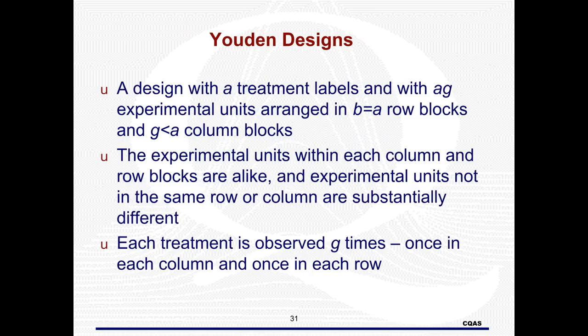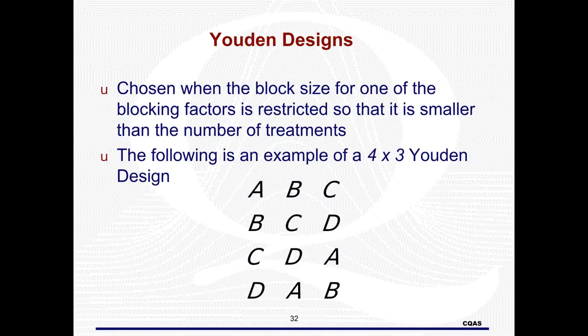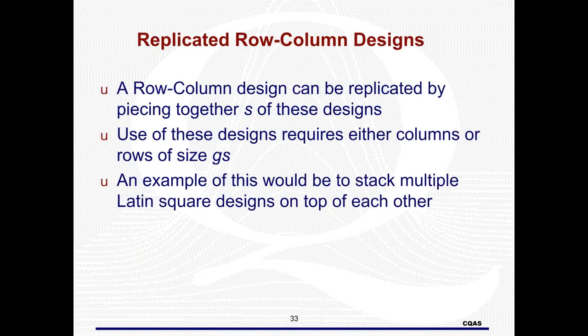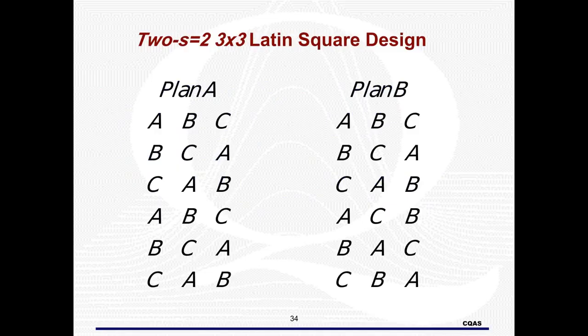If one blocking factor has fewer levels than treatments, we use a Youden design. It's a constrained version of a Latin square. Here's an example of a Youden design. Notice that we no longer have a full square, but we still balance treatments across blocks. We can replicate these designs to increase precision. For example, stacking multiple Latin squares. This shows how replication works in practice with multiple squares.